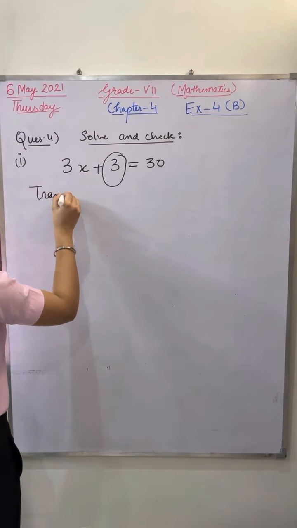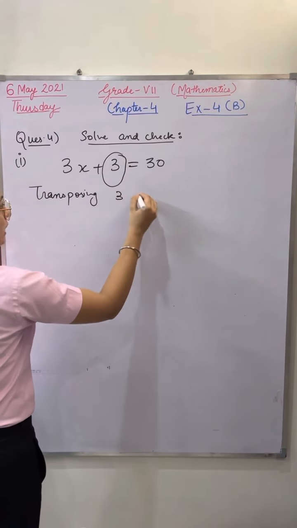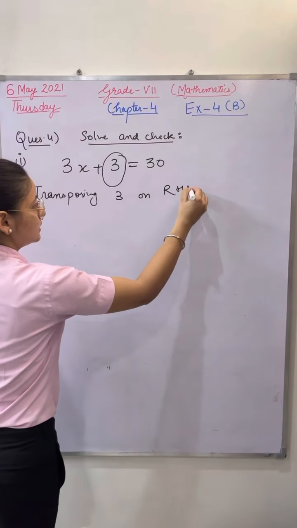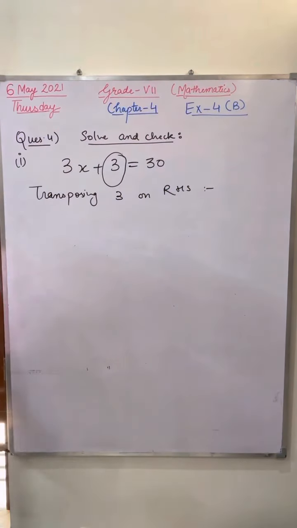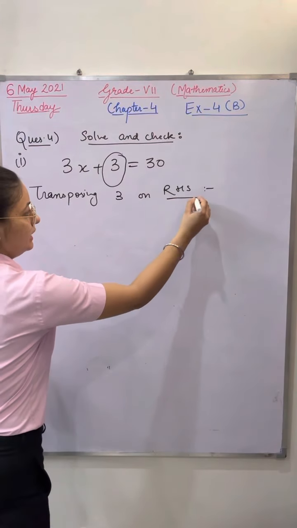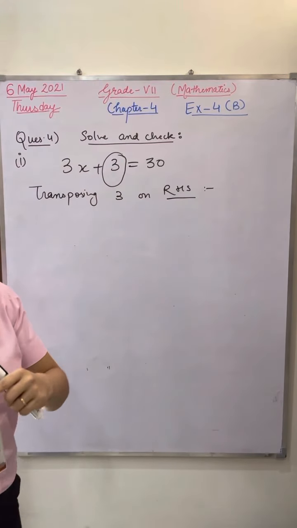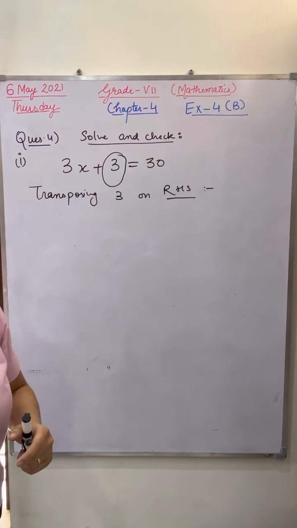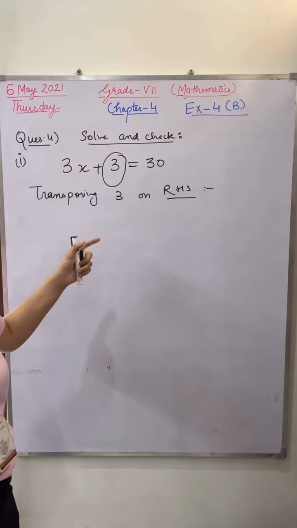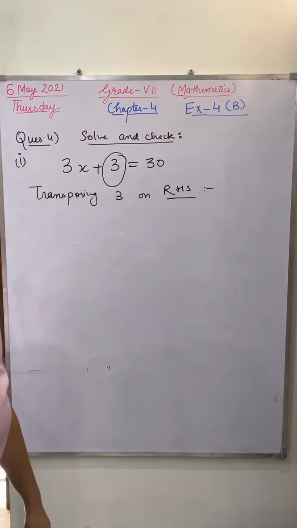So you have to mention here transposing method. Transposing 3 on right hand side. Whenever you are going to transpose any value, please mention right hand side. Don't mention on both sides. When you are going to divide, when you are going to multiply, then you have to mention that we are going to divide or multiply on both sides. Right?